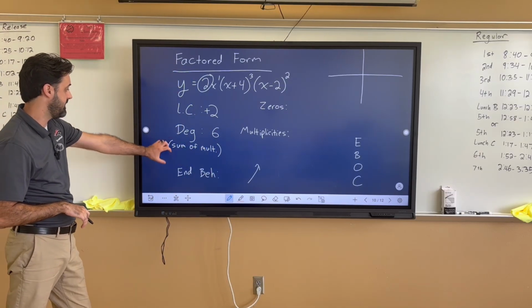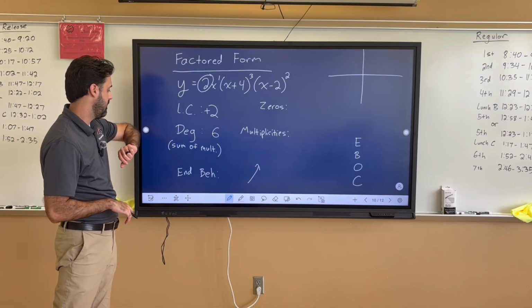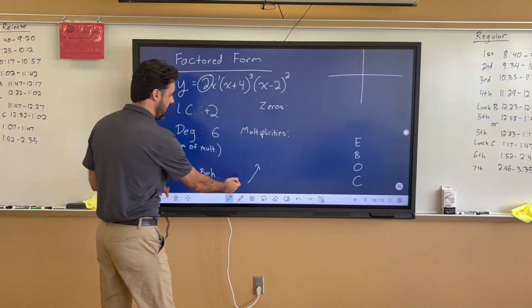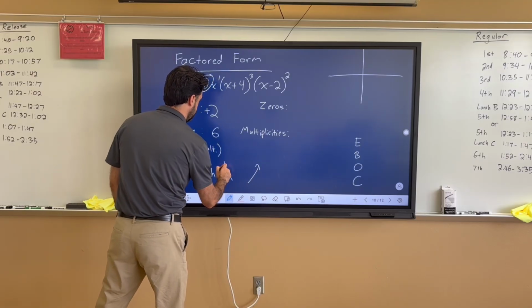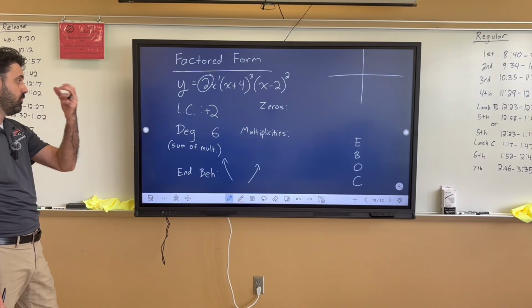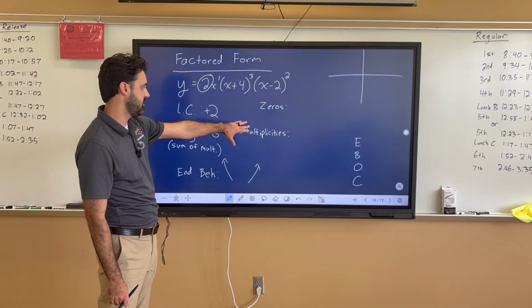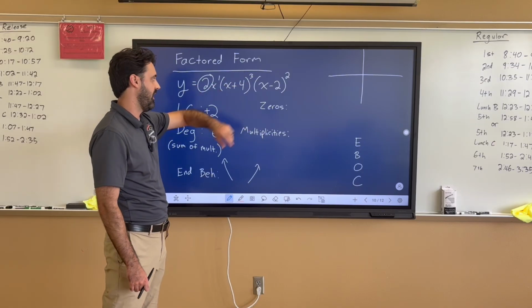So what does that tell us about the end behavior? Well, even degreed functions, the ends go the same direction. So if it's going up to the right, it's also going to go up to the left. So that's our end behavior here. Now, 2 more pieces of information that we can take away are the zeros and their multiplicities. And then we're going to talk about what that actually means on the graph.